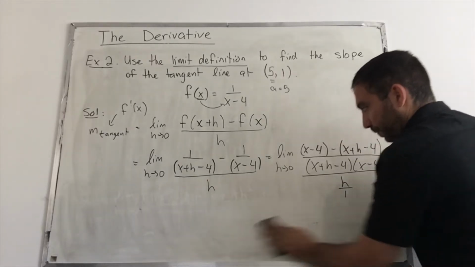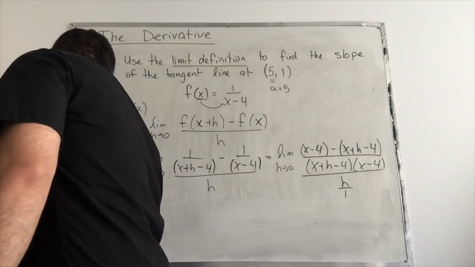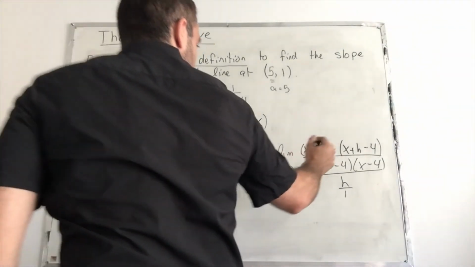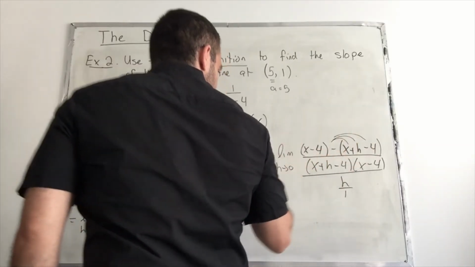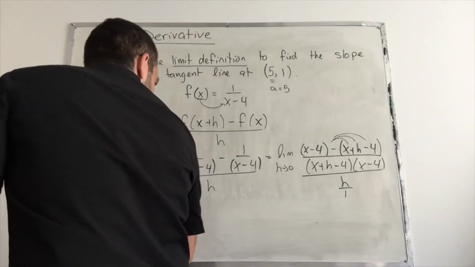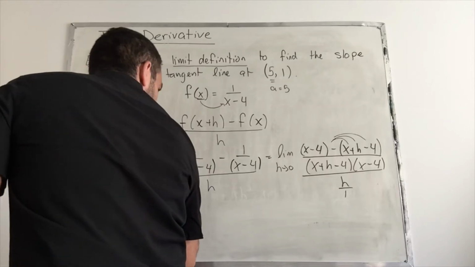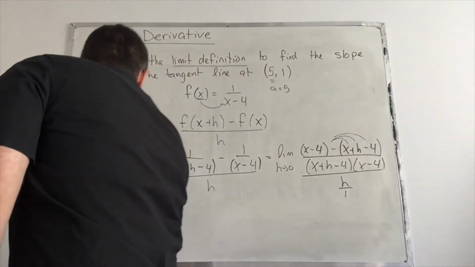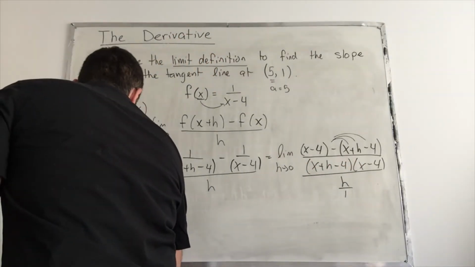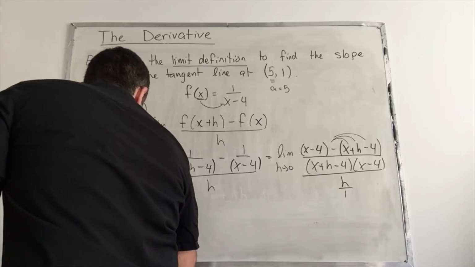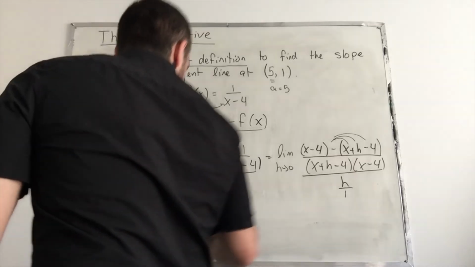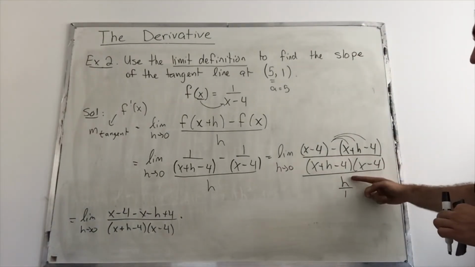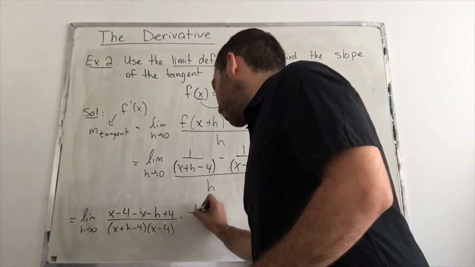Okay, so this becomes the limit as h tends to 0 of, I'm going to just distribute the negative on top since we're here. So we get x minus 4 minus x minus h plus 4, all over this part I'm going to leave. So I'm going to leave it as x plus h minus 4 times x minus 4. And then I'm going to multiply it by, here on the bottom, it's h over 1. As we said before, we're going to multiply it and flip it. So h over 1 turns into 1 over h.